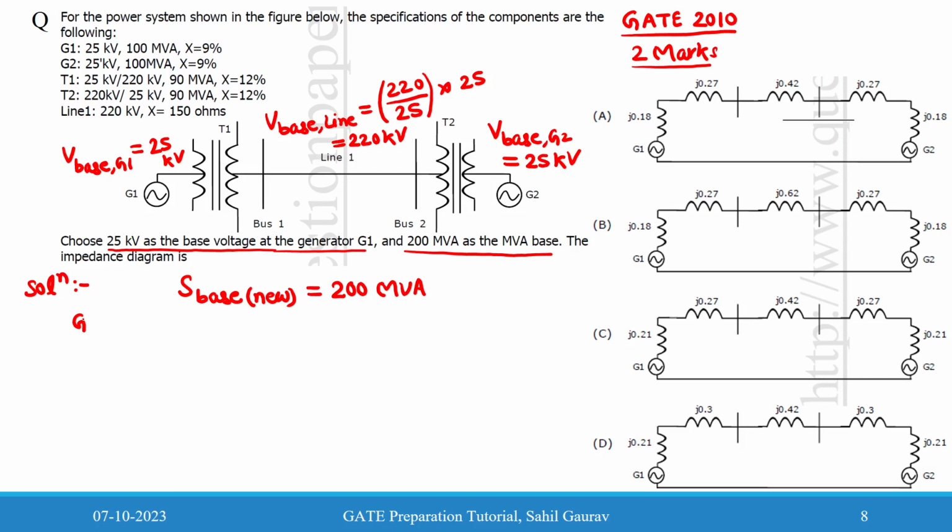Now we will find the equivalent reactance for the generator, transformer, and line separately, in per unit value. First we will find it for generator 1. What are the values we have been given? V base new is 25 kV.